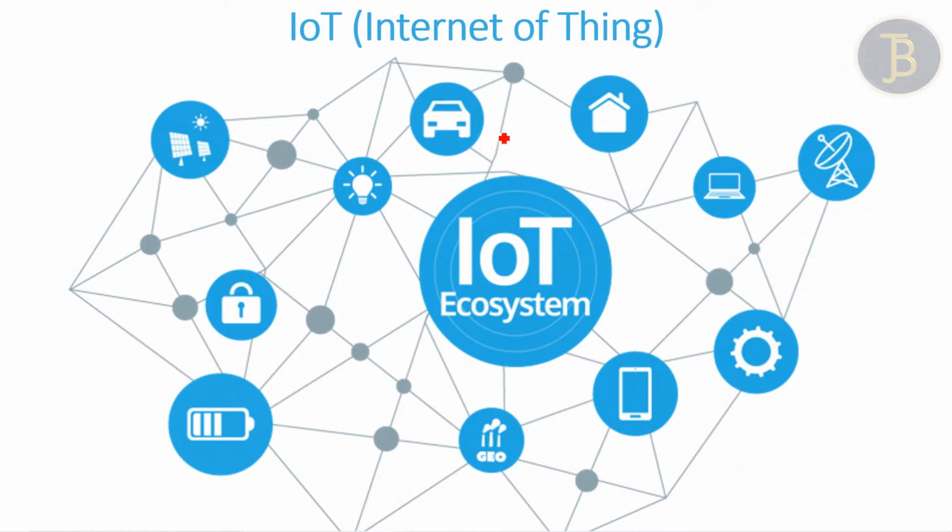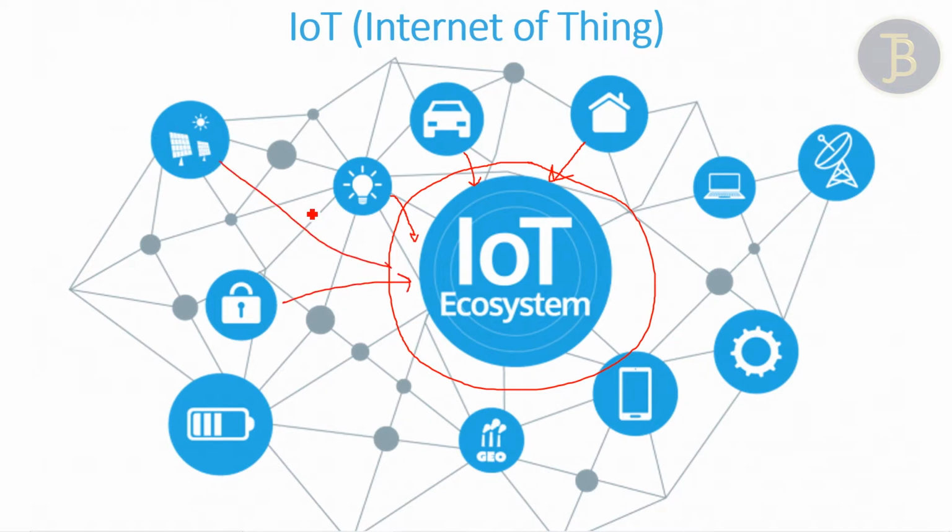In the center, you see the IoT ecosystem, and everything is connected to the internet: home, car, electric bulb, home lock, solar panel, battery, cell phone, laptop, satellite, etc. So all things are connected to the internet. That is the basic definition of IoT, the Internet of Things.